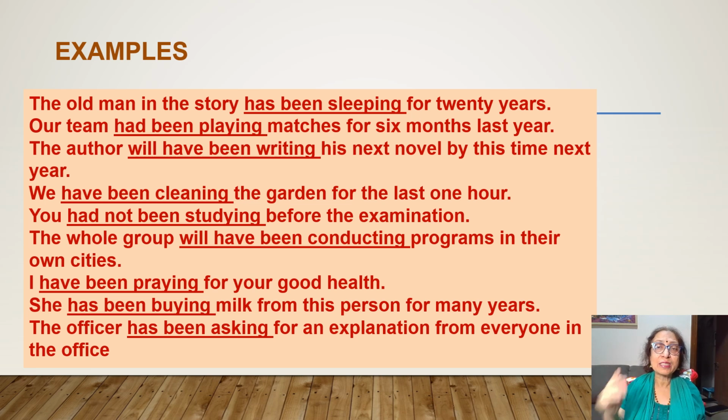Process is continuous, but you did not do it, negative. The whole group will have been conducting programs in their own cities. Now, this is a future plan you are making. The whole group will have been conducting programs, maybe next year, maybe next month, maybe next week, in their own cities. I have been praying for your good health. Now, process is continuous. I have been praying. This is a common usage. Future perfect continuous is used very often.